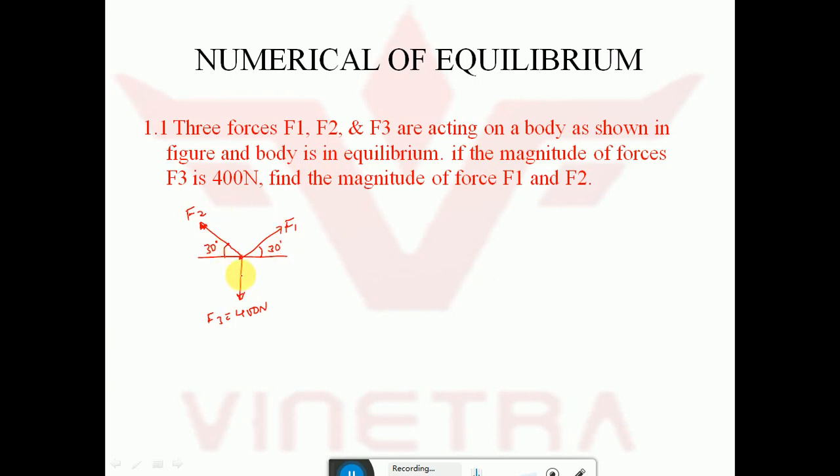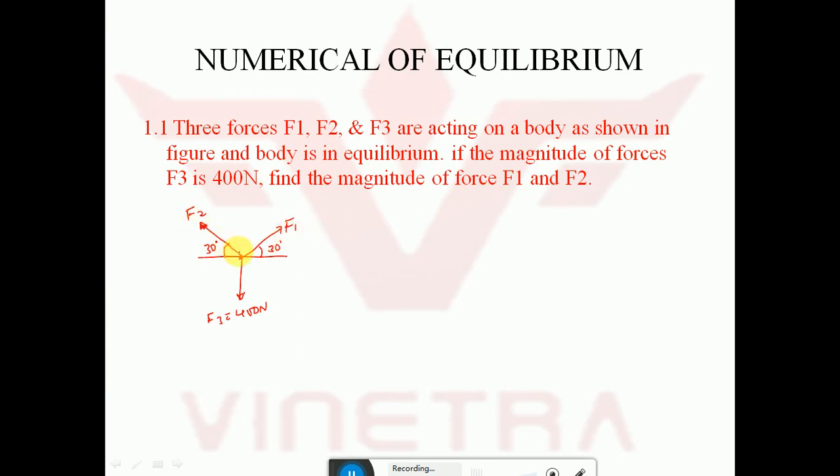So what are the conditions of equilibrium? Summation of horizontal forces is equal to 0, or algebraic sum of horizontal forces is equal to 0, algebraic sum of vertical forces is equal to 0, and algebraic sum of moments produced by all the forces about a point is 0, then the body or system is in equilibrium. If the magnitude of force F3 is 400 Newton, find the magnitude of forces F1 and F2.